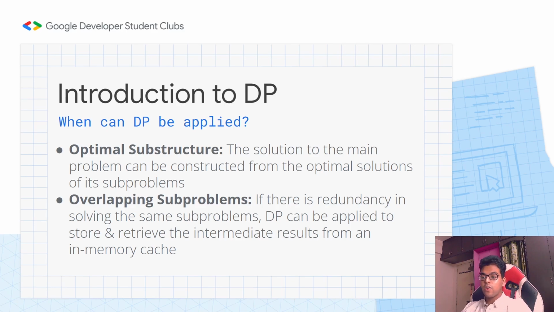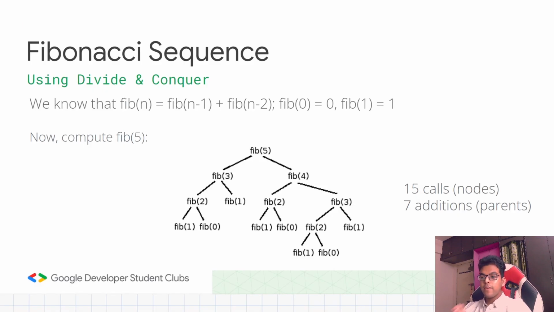In DP, we'll get a lot of subproblems. When we keep dividing the problem into subproblems, we'll get many concurrent and same subproblems, the result for which can be stored in an in-memory cache, which is nothing but the DP array. So now let us take a very simple example to brush up the concepts of DP if you already know about it, or an introduction to DP if you're a beginner.